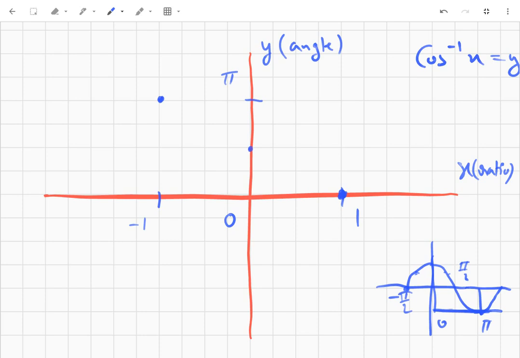Coming to 0, when the ratio is 0. When is the ratio 0? Cos 90 is 0. So this point has to be pi by 2. We get the ratio 0 when the angle is 90 degrees. Cos 90 is 0. That is why cos inverse of 0 is 90. Right?